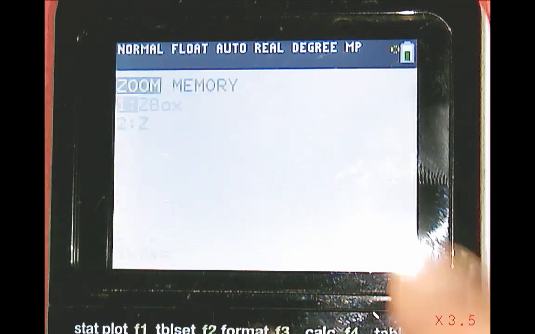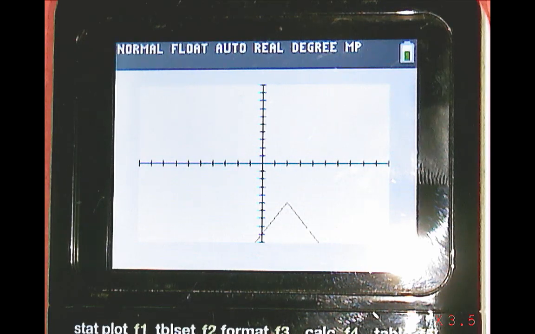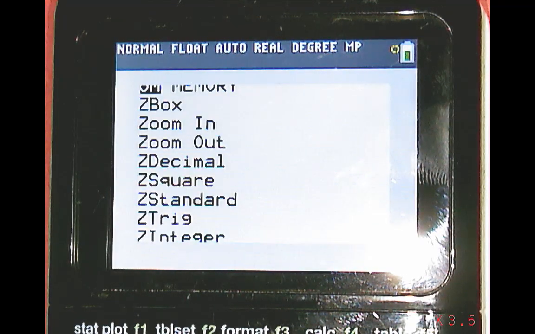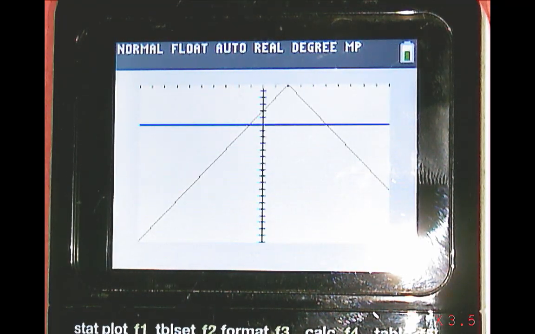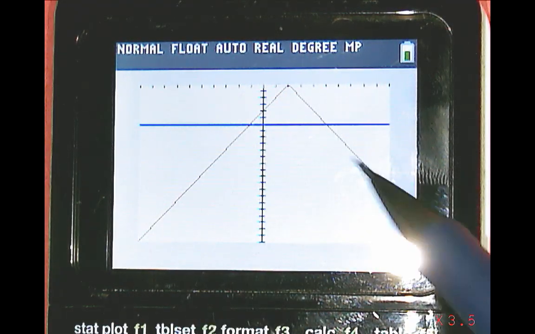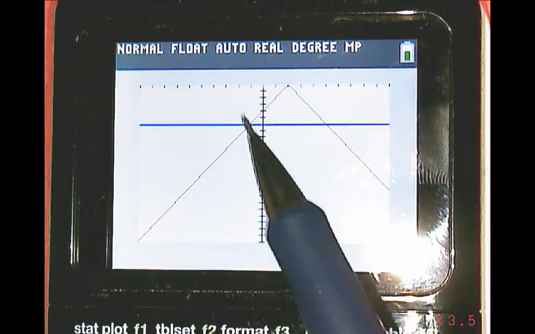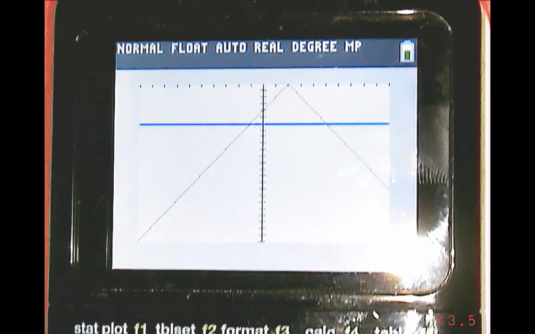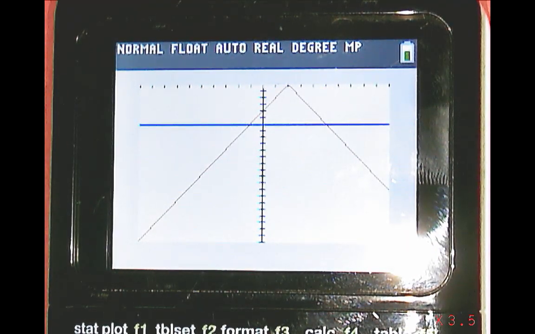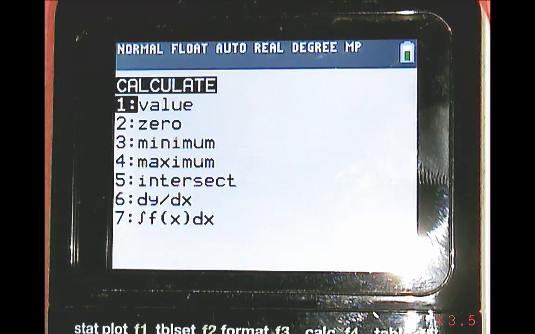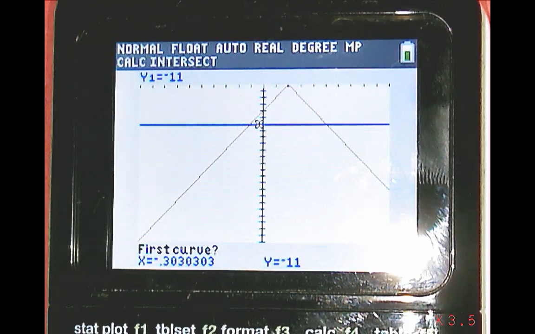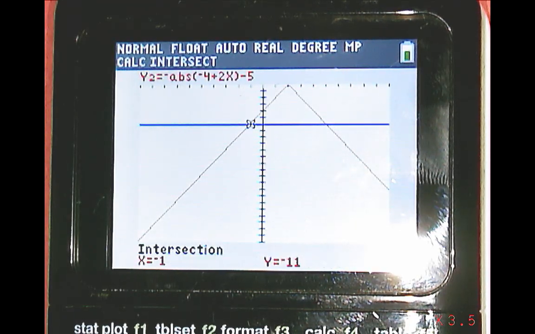So again, zoom 6. Zoom 6 does not give us the full graph. If you do zoom 0, in this case we do see both intersection points. Remember, this here is your absolute value side, and this here is your negative 11. So we need to figure out where these points of intersection are, which is what I'm calling the critical values. You do second trace, number 5, get close to the one on the left, hit enter, enter, enter, and you see that that value is negative 1. Record a negative 1 on your paper.